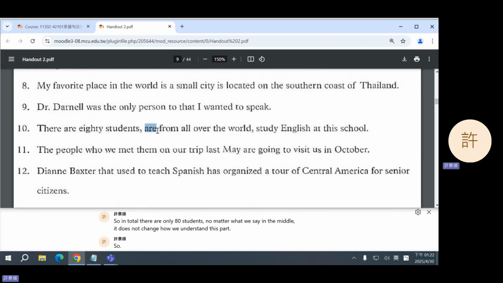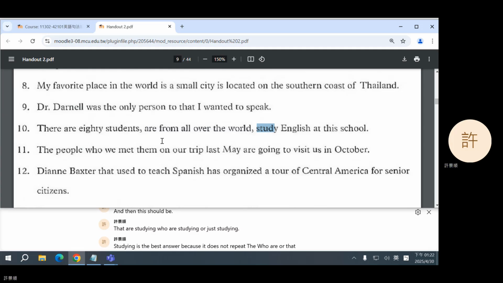Okay, this should be "who are from all over the world." And then this should be "that are studying," "who are studying," or just "studying." Studying is the best answer because it does not repeat the "who are" or "that are."